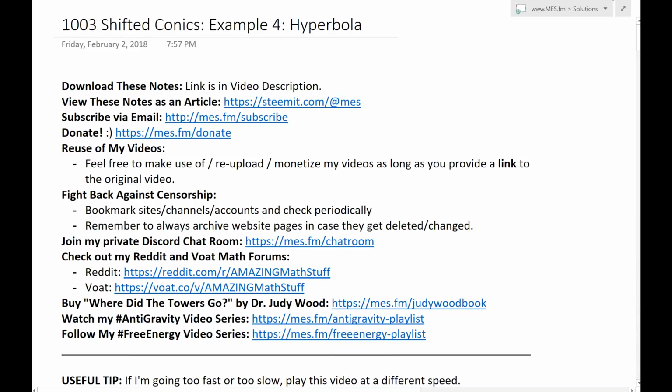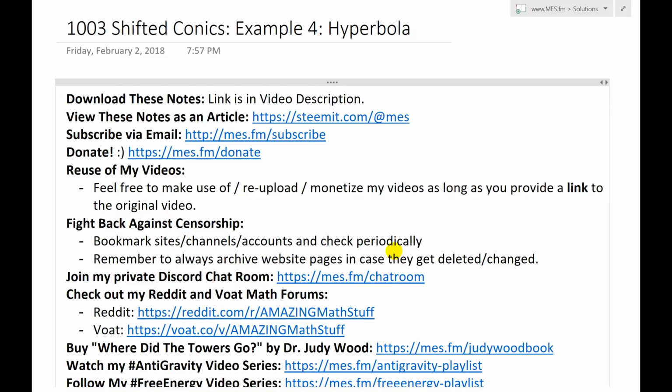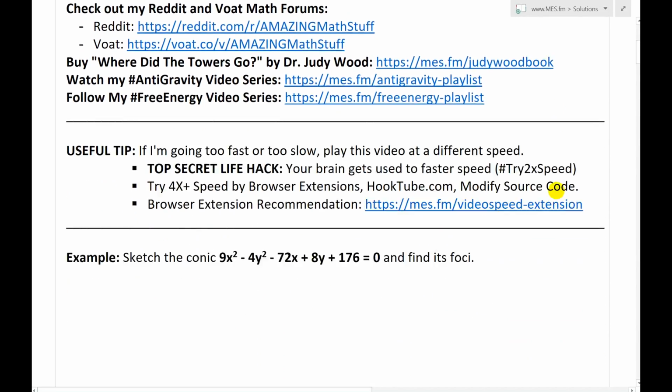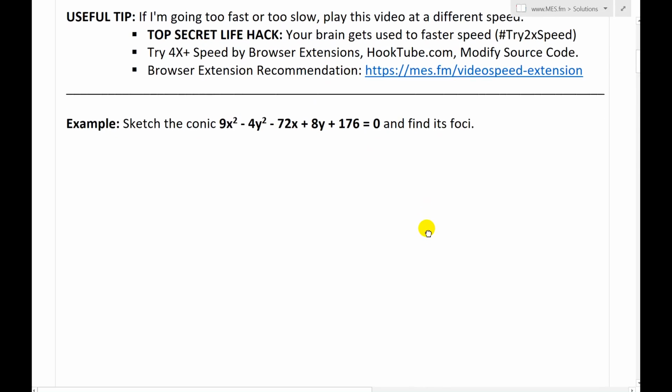Hi, it's time for another Math Easy Solution to discuss further into shifted conics, and now look at example 4, which looks at the hyperbola. So let's just jump right in and go over this example, which states: sketch the conic 9x squared minus 4y squared minus 72x plus 8y plus 176 equals 0 and find its foci. It's quite a long formula.